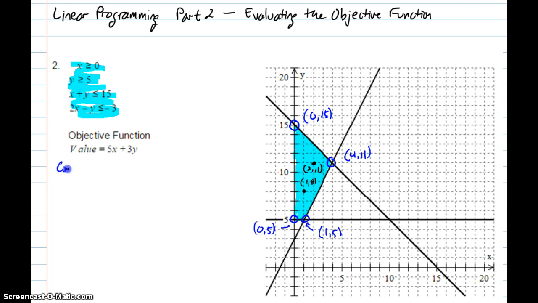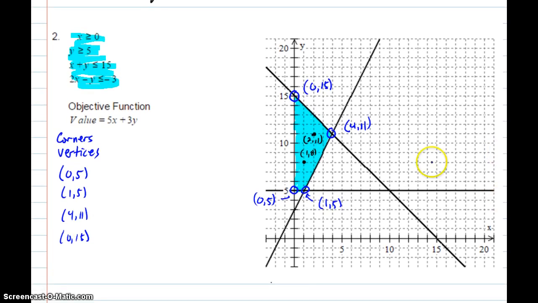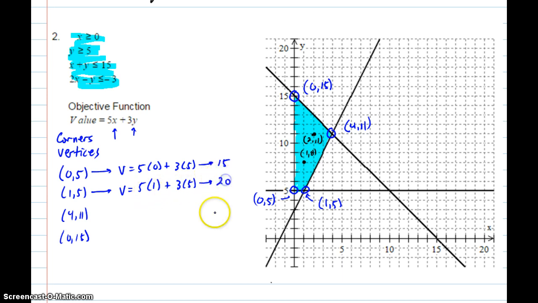So we're going to call these our corners or vertices. And I'm just going to list them here. 0, 5, 1, 5, 4, 11, and 0, 15. And I want to evaluate that objective function for each one of these. So at 0, 5, my value is going to be 5 times 0 plus 3 times 5. So my value is going to be 0 plus 15. That's 15. At 1, 5, I'm just plugging in values for x and y from those corners. 5 times 1 plus 3 times 5 is going to give me 5 plus 15, that's 20.